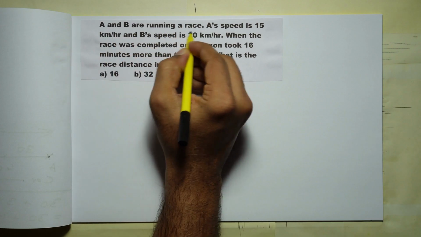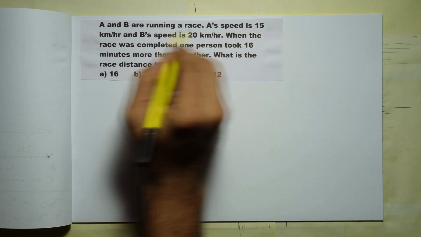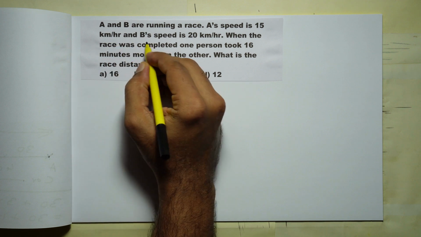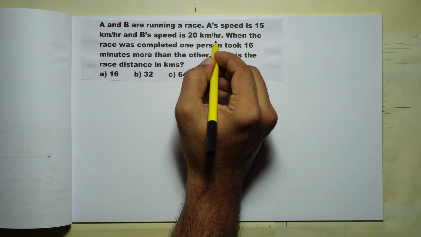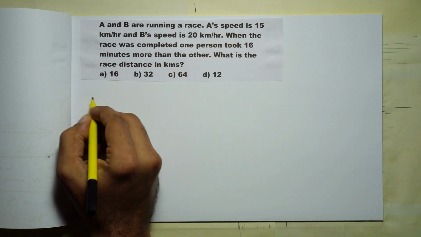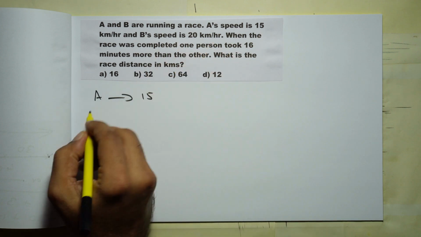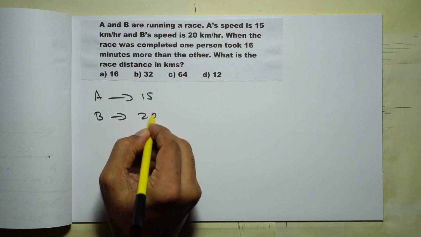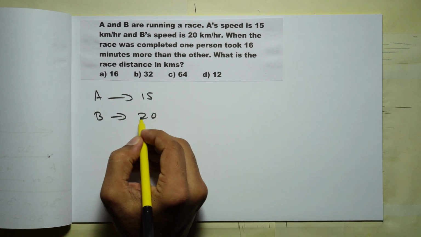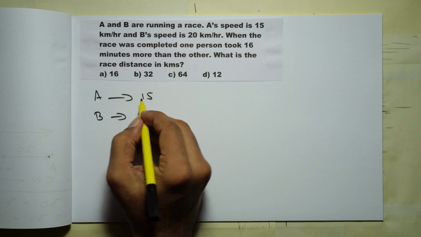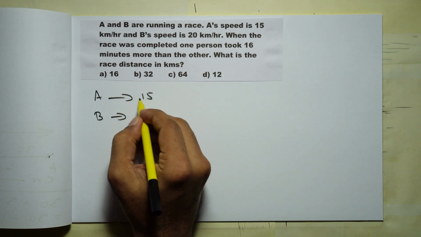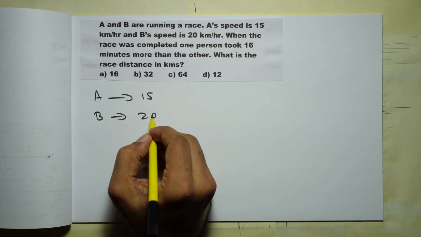A and B are running a race. A speed is 15 kilometers per hour and B speed is 20 kilometers per hour. So we'll just write down that data here. So you can see that A is slower. So A will take a longer time. Lesser the speed, greater will be the time required.